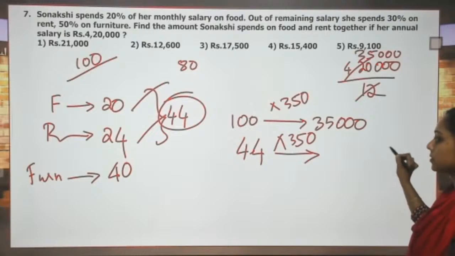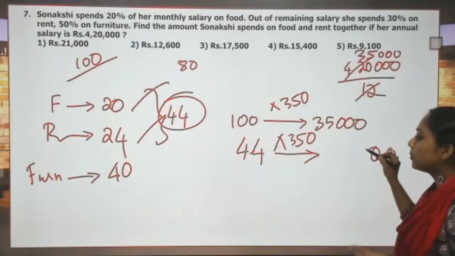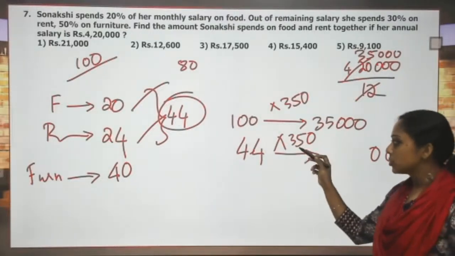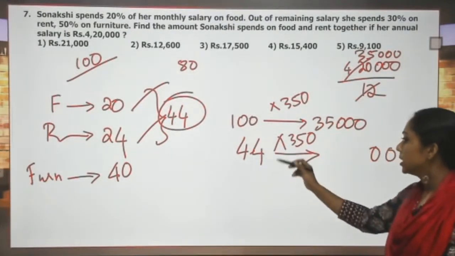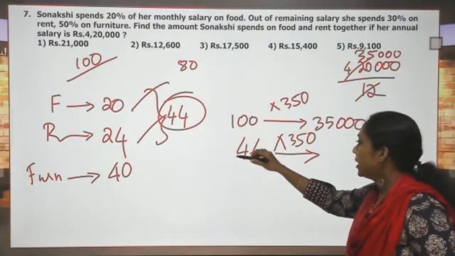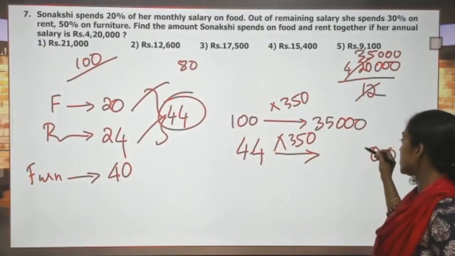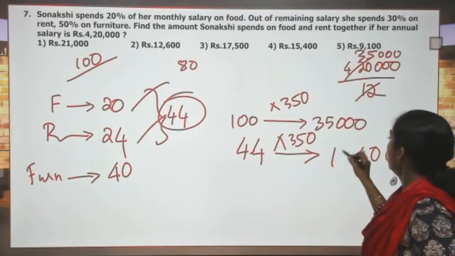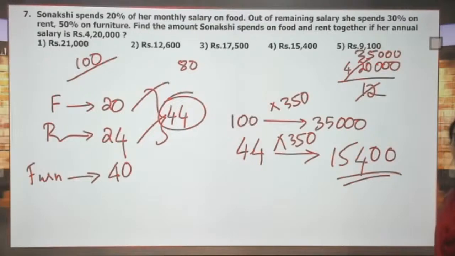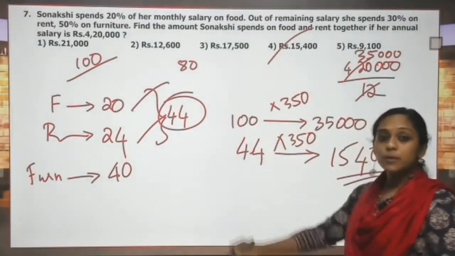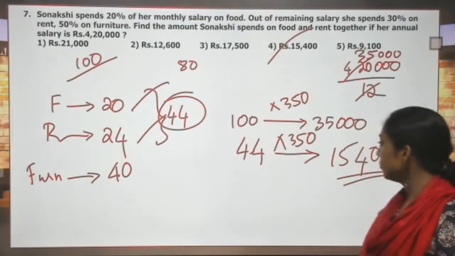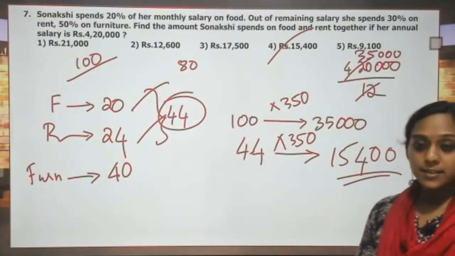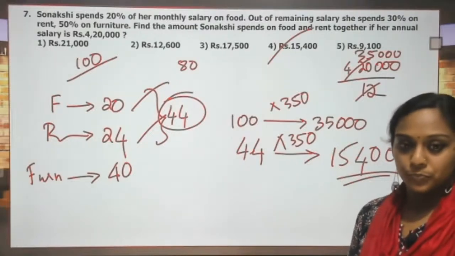Okay, so multiply. 0, 4 5s are 20, remainder 2. 4 3s are 12. 12 plus 2, that is 14. 14 plus 20, that is 34. 3, so that is 15400. So our answer is option 4, 15400. So many of you have commented the right answer, 15400.